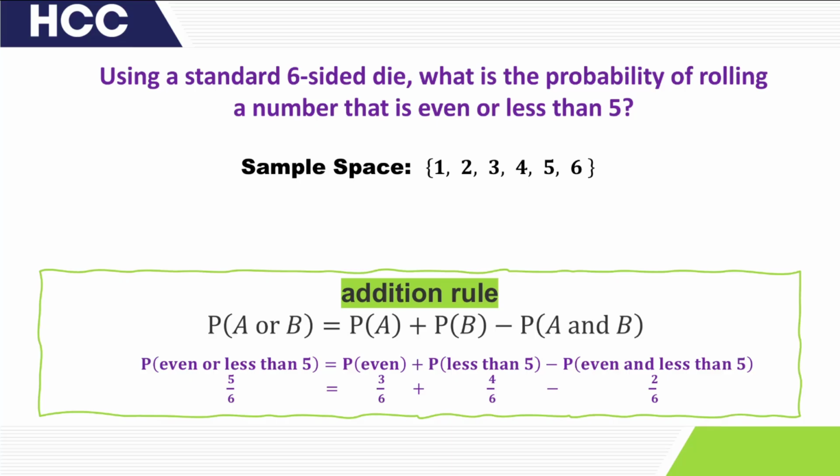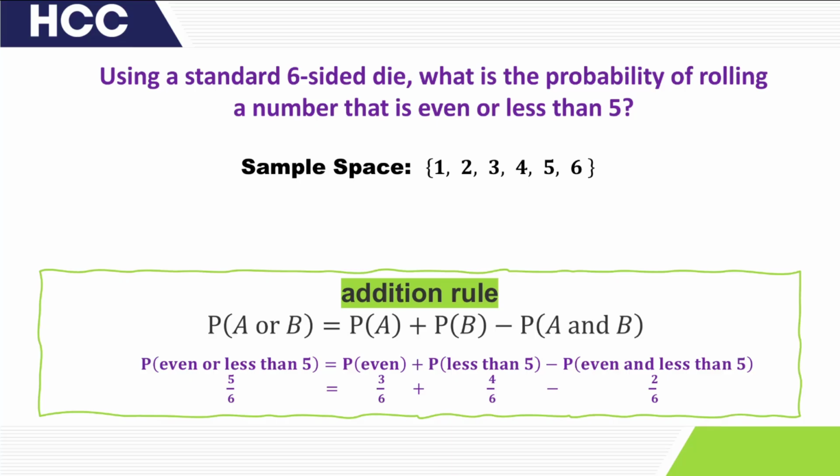Very handy to have. The addition rule says that you can focus on the individual events, but then at the end you have to subtract any double counts. So let's see how this works. Probability of rolling an even number, looking at the sample space, we get 3 out of 6. Probability of rolling a number less than 5, again looking at the sample space, is 4 out of 6. So if we add those two probabilities, we end up with 7 out of 6.